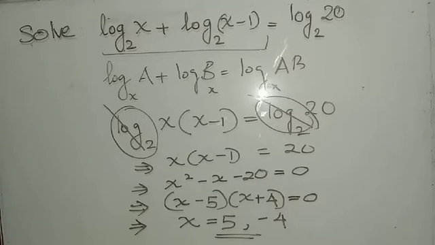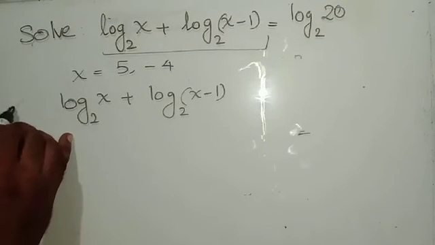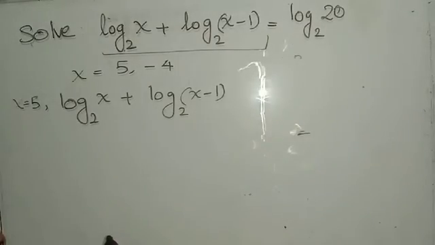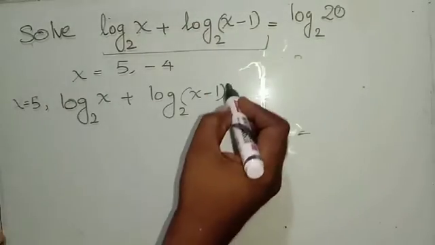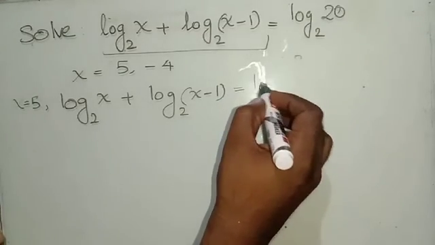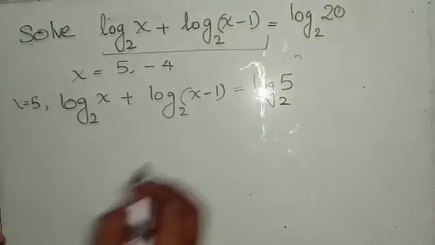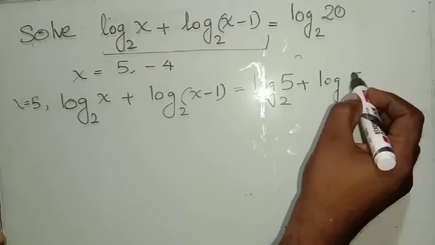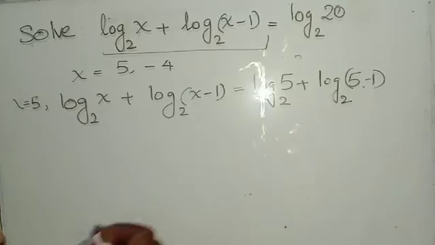So here we are getting two values for x. But as it is a logarithmic problem, we cannot conclude the answers by these two values. We have to check whether these values are relevant for our question. For that, when x is equal to 5, what happens to the left hand side? Let's see. It is log 5 base 2 plus log 5 minus 1 base 2.